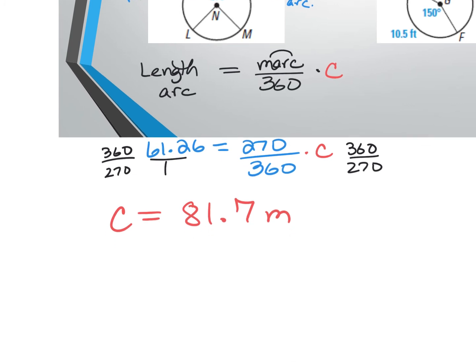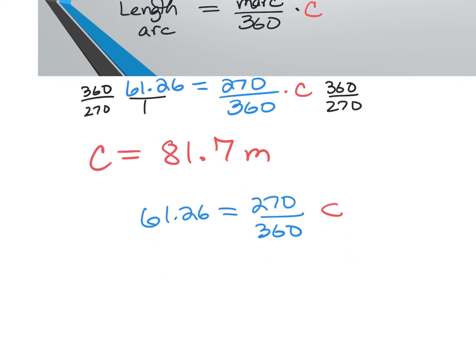Now, if you'd like to simplify your fractions, you could have also simplified this, 61.26. 270 over 360, you could have simplified to 3/4. It actually simplifies to that. And then you could have multiplied by the reciprocal and then gotten the same answer. And it still would go back to this.